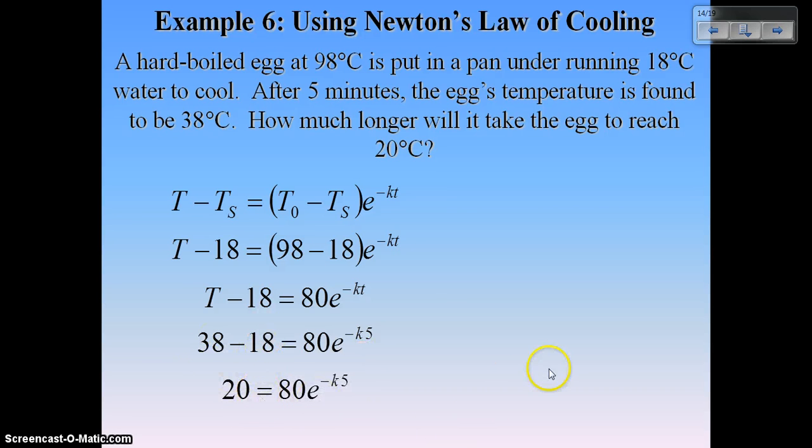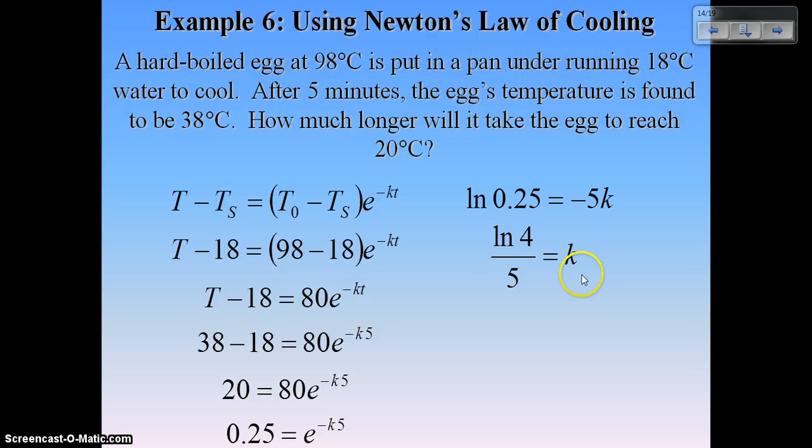So 38 minus 18 is 20. Divide both sides by 80, you get 0.25 equals e to the negative K times 5. Natural log of both sides to get rid of the e. Divide by negative 5, and we have this. Now, again, the 5 goes to the bottom, but just like we did in an earlier problem, this 0.25 is 1/4. Well, 1/4 is 4 to the negative 1, and that negative 1 can come out front as an exponent, and that negative cancels that negative right there, and that's how we get this.